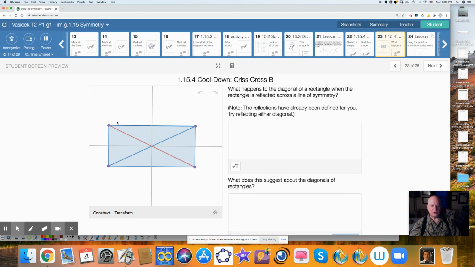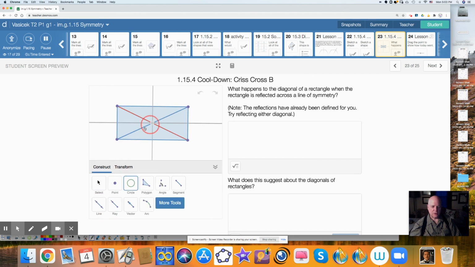And I would like to point out to you that if I were to construct a circle here, rectangles can be inscribed in a circle from their midpoint. That means that all of these are the same. These diagonals are the same.